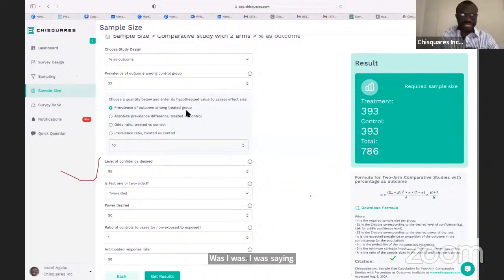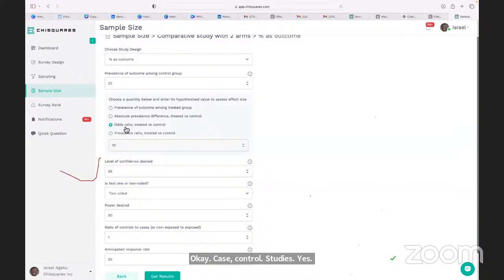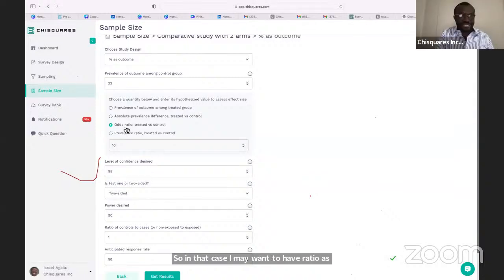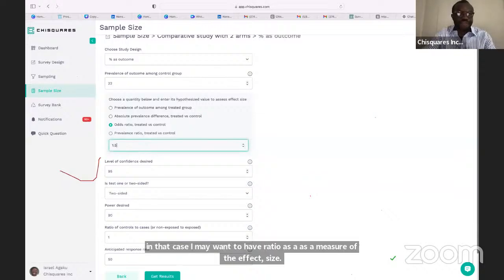Case control studies, yes. In that case, I may want to have odds ratio as a measure of the effect size. And I might say, okay, I want to detect at least an odds ratio of 1.5 between the cases and controls.